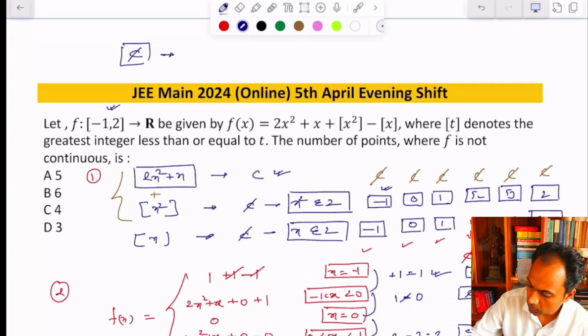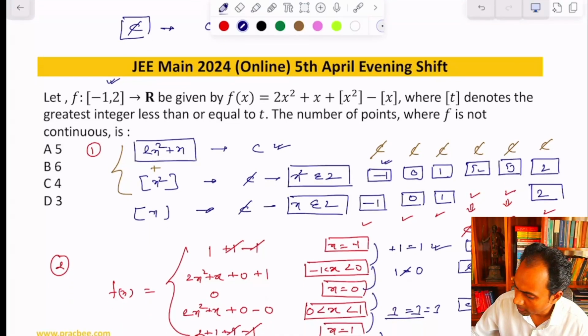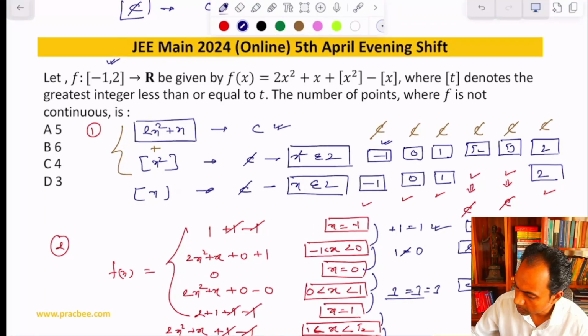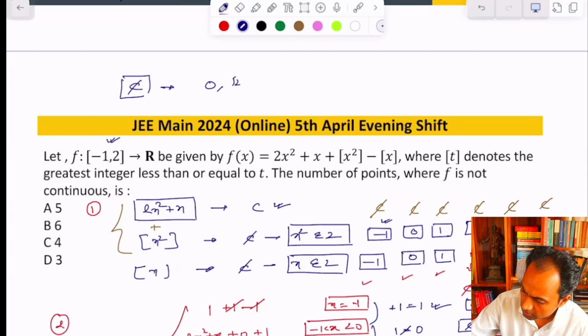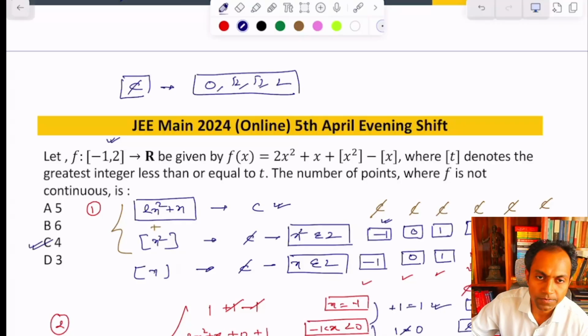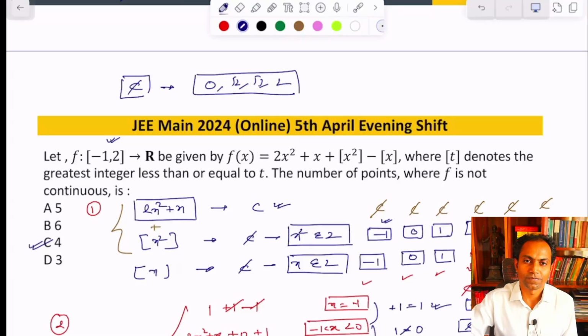Let us count them. At -1 we figured out it is continuous, but at 0 it was discontinuous. At 1 again we figured out it was continuous, but at 2 it was discontinuous. So it is discontinuous at 0, root 3 and then again 2. So there are 4 points of discontinuity. That comes out to be option C. So a combination of algebra along with what we learned earlier helps us solve these questions fast.